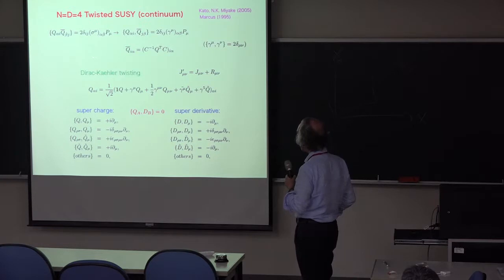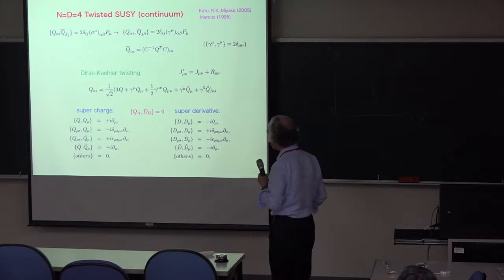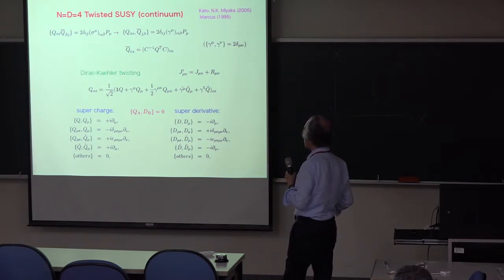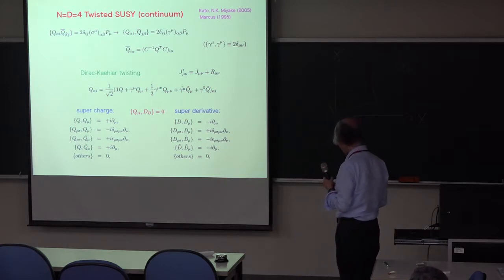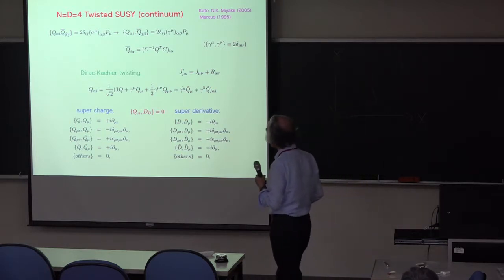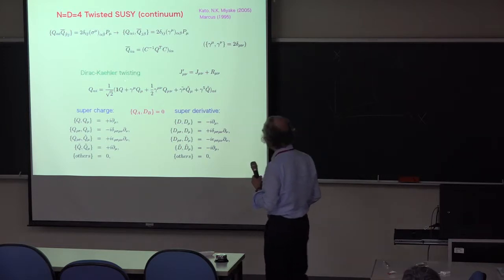Now, the proposal of the twisting in this four-dimensional case is to expand this Q alpha I into the Kähler-Dirac form like this. If I plug this in there, keeping this relation, it turns out that the supercharge relation is changed in this way. Now the supercharge goes from spinor representation to scalar, vector, tensor representation. So the question is, what are we doing? What is the meaning of the twisting procedure?